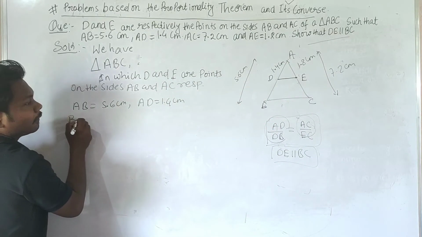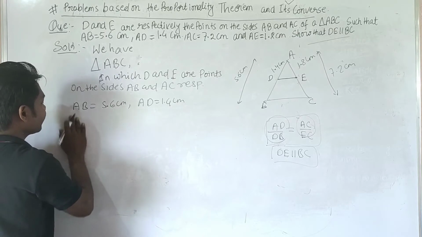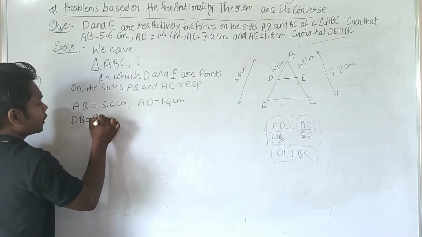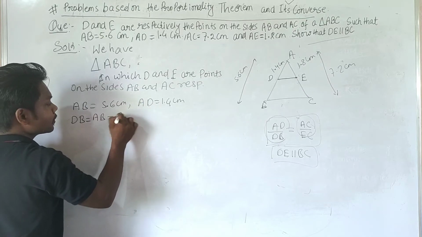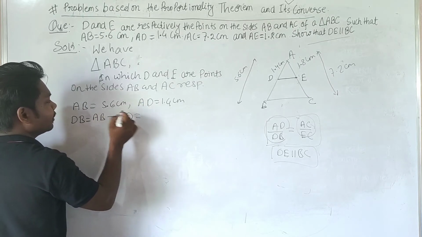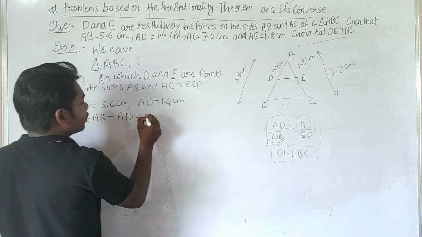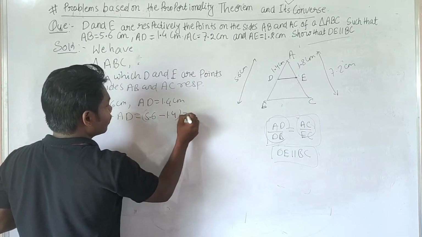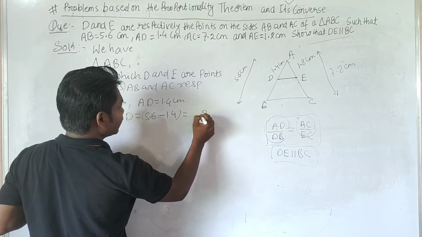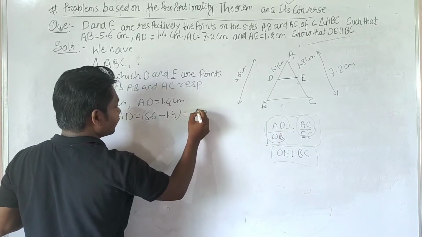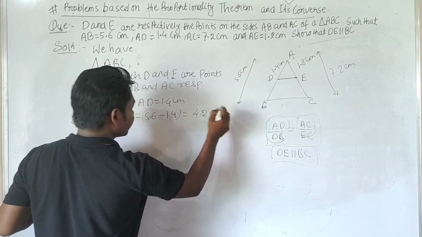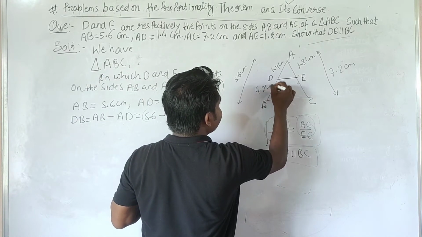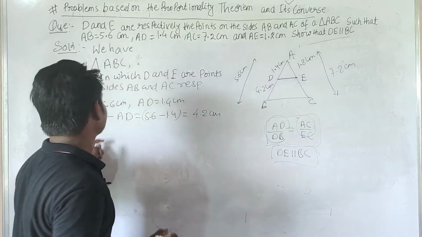We are just finding DB. So DB is equal to AB minus AD. AB is 5.6 and AD is 1.4. So 6 minus 4 is 2, and 5 minus 1 is 4, so it becomes 4.2 centimeter. So this is DB, which is 4.2 centimeter.